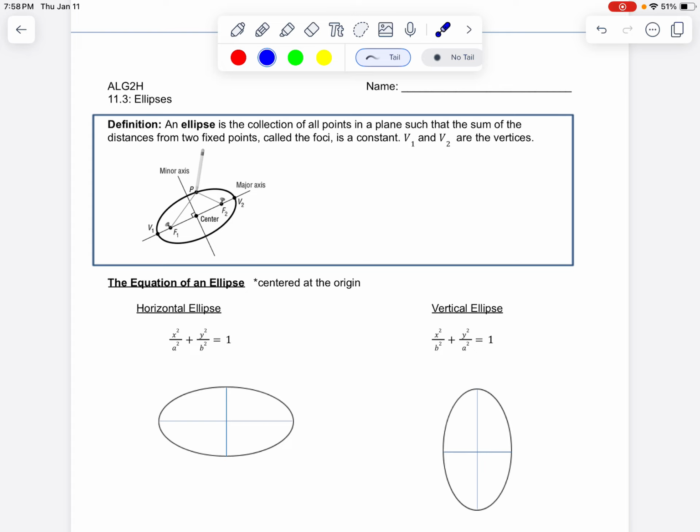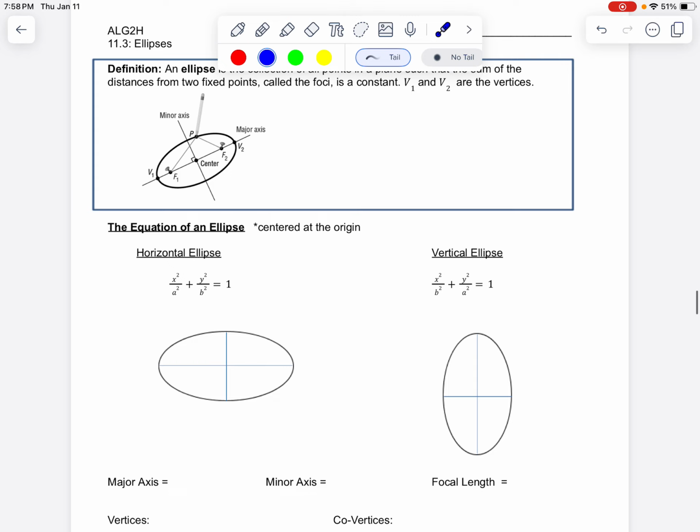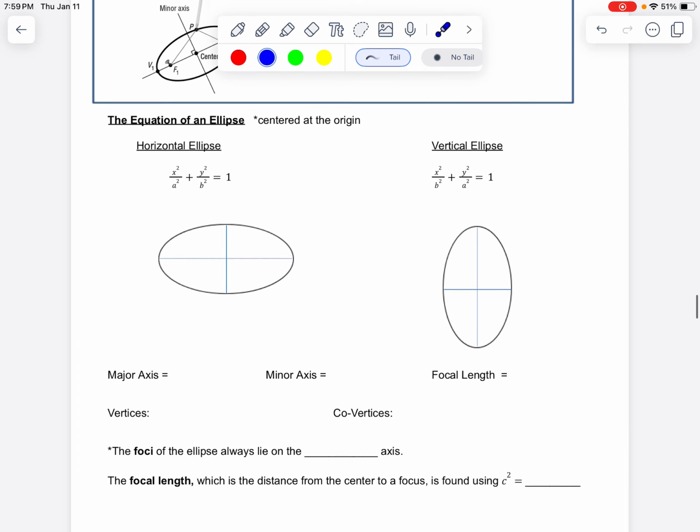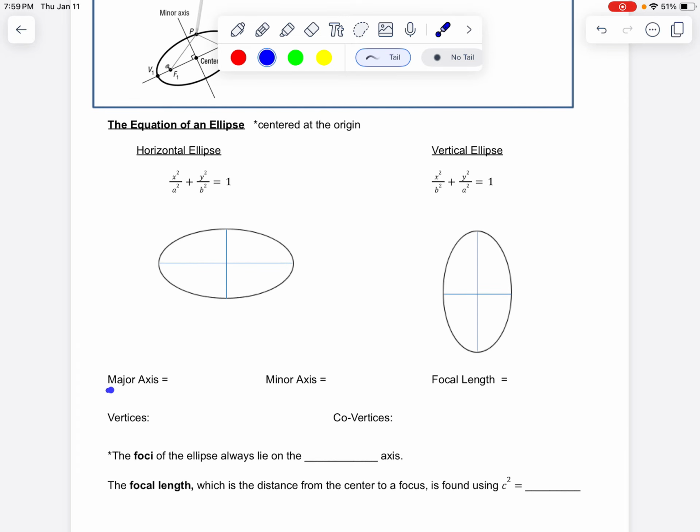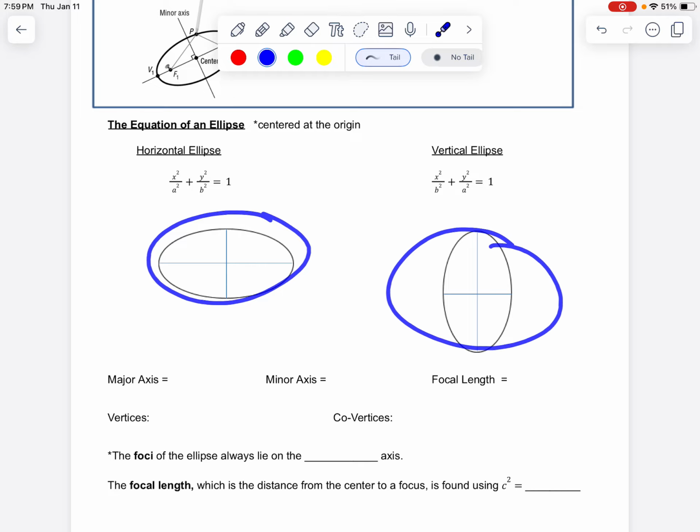So when this equation is centered at the origin, we use these two equations, x squared over a squared plus y squared over b squared equals 1. And when it is centered at the origin and it is vertically stretched, it's the same equation, but notice b squared and a squared have swapped, okay? So we're going to talk through up here what all of these things are. The major axis, minor axis, focal length, vertices, and covertices. Then we're going to label these guys afterwards.